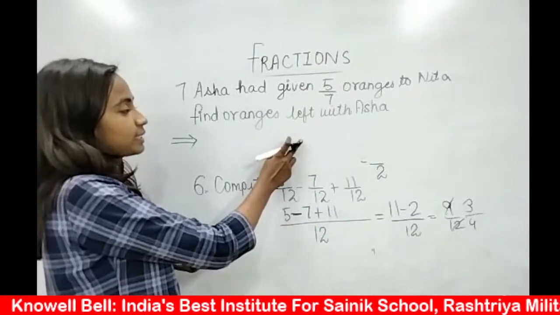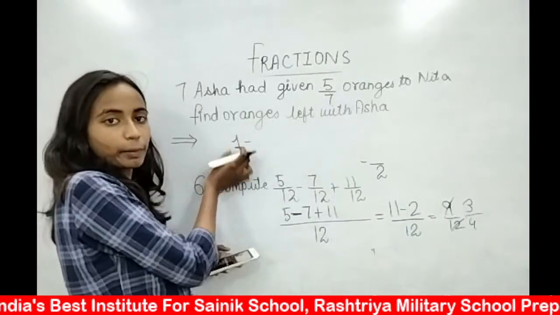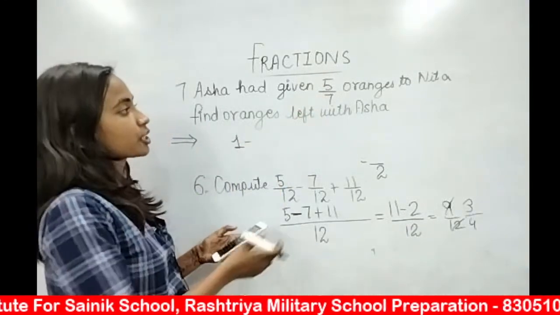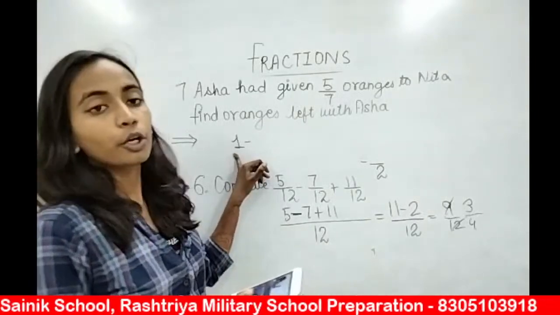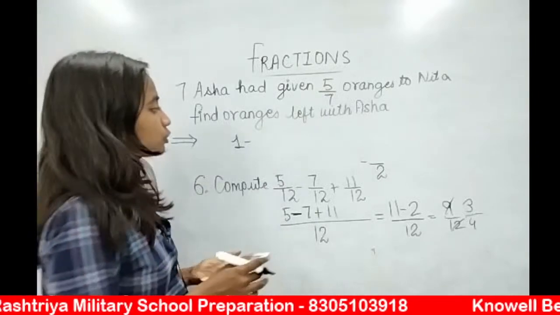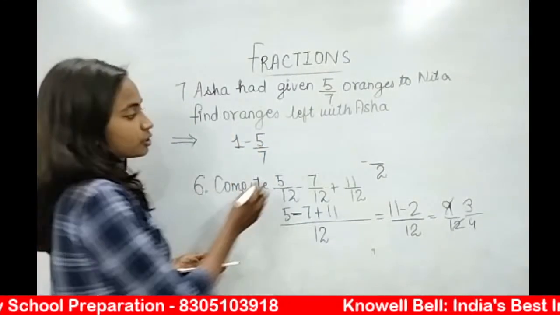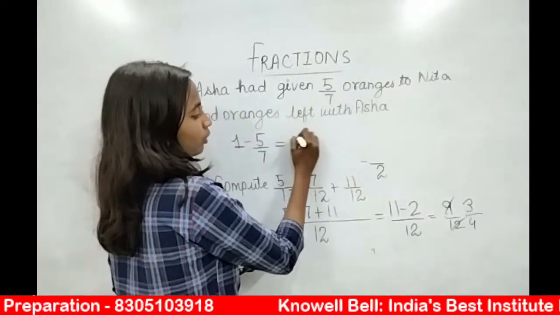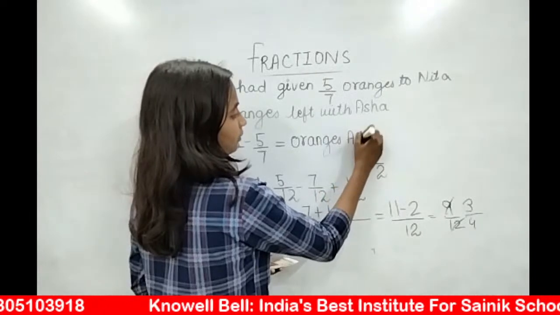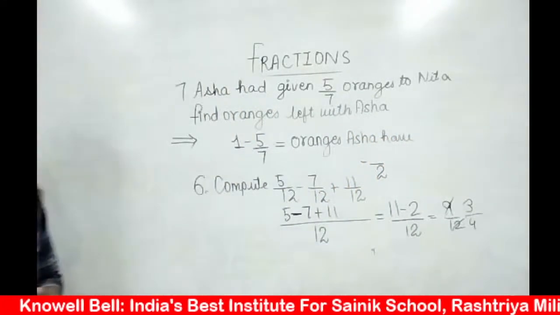2/7, very good. How will you do it? You can do 1 minus, the whole would be 1. 1 minus the amount of oranges Asha had given to Neeta. 1 will be the total number of oranges. 5/7 oranges were given to Neeta. So total oranges minus 5/7 oranges would be equal to the oranges Asha has.